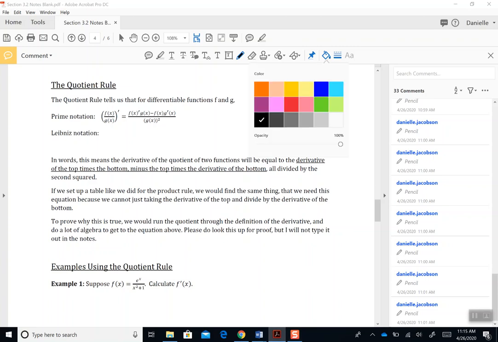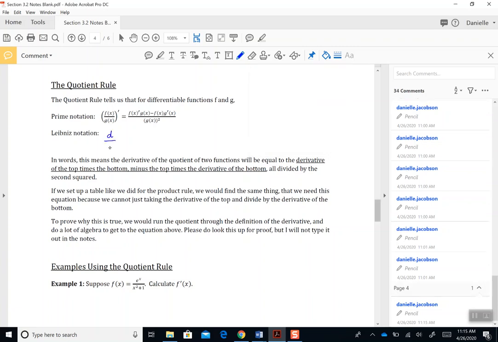All right, I'm going to also write this in the Leibniz notation. So the way we would write this in Leibniz notation is that we have d/dx, so the derivative of f of x divided by g of x, right? That's equivalent to the derivative of the top, so d/dx of f of x times the bottom, so times g of x, minus the top, so f of x times the derivative of the bottom, so d/dx of g of x, and then all of that divided by the bottom squared, so g of x all squared.